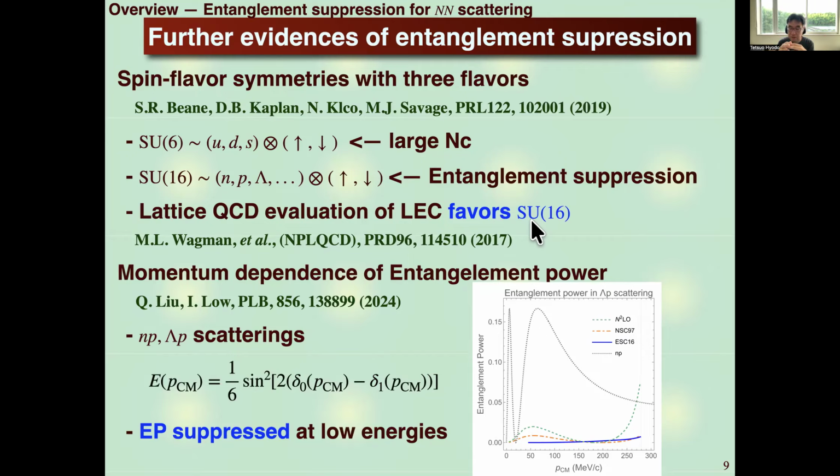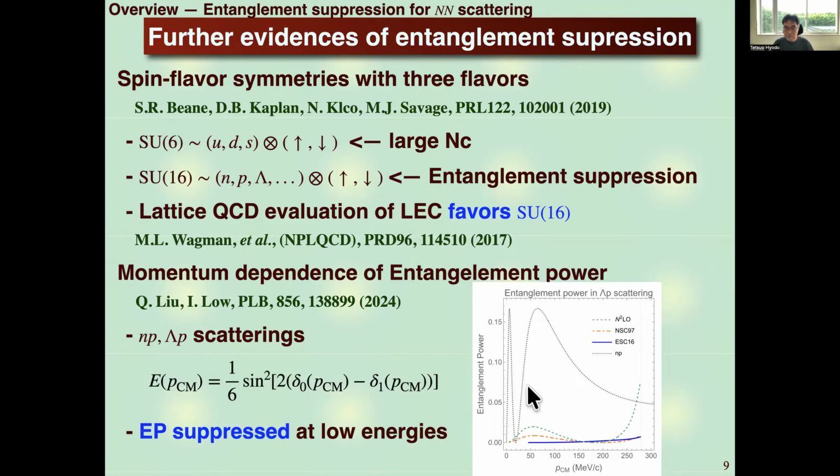In the previous discussion, we focused on the low energy limit where only the scattering length matters. But in general, you can consider the momentum dependence. At each momentum, we have some phase shift of the two-neutron scattering. From this phase shift, you can calculate the entanglement power by measuring the difference between the two phase shifts. In fact, in the original paper, the entanglement power of proton-neutron scattering is calculated like this from the phenomenological two-nucleon interactions.